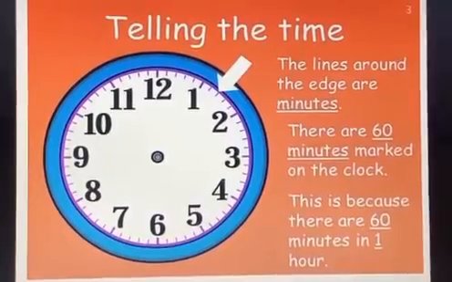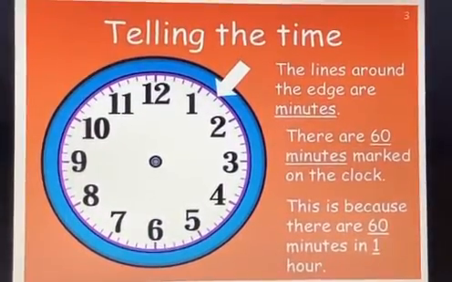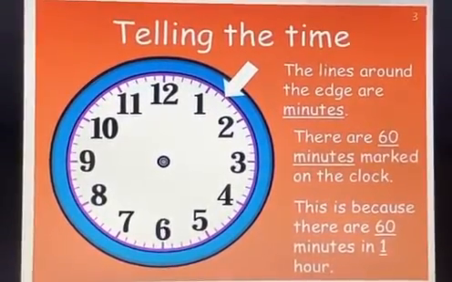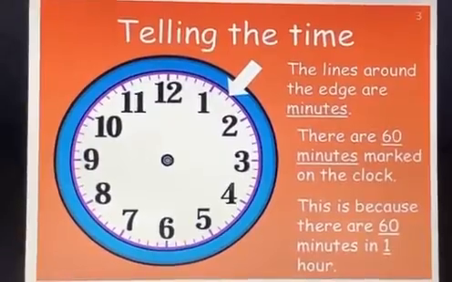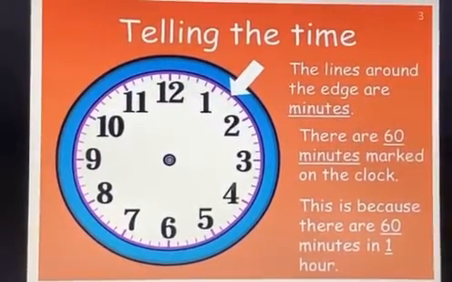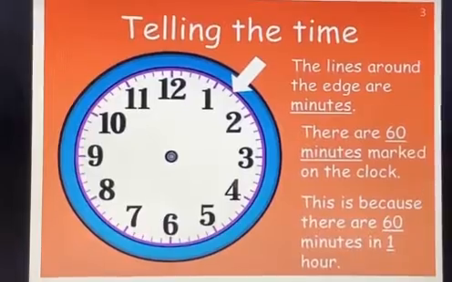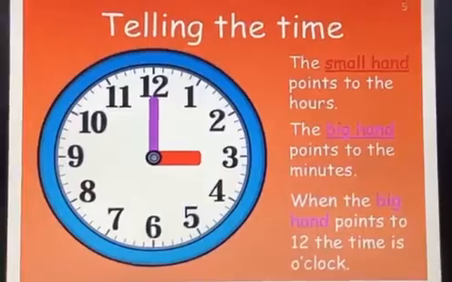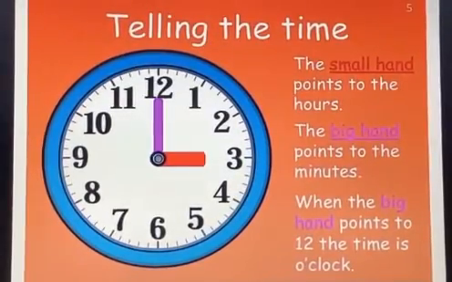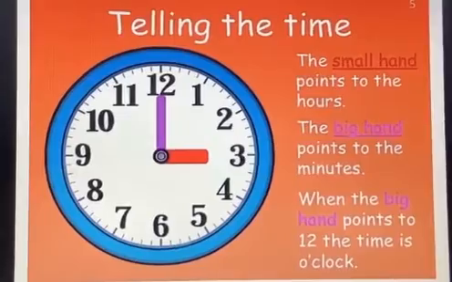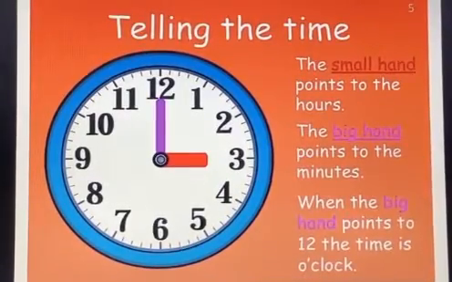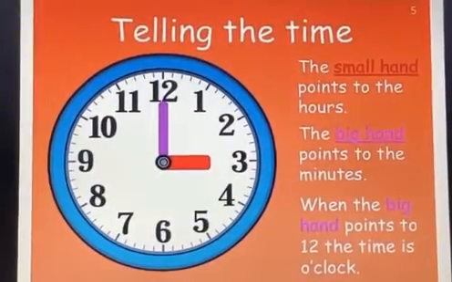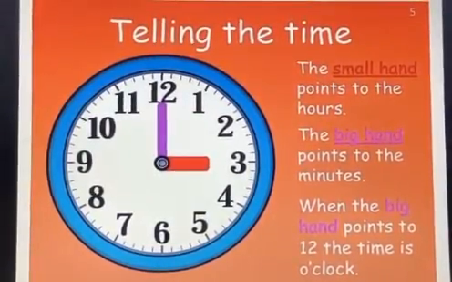Telling the time. The lines around the edge are minutes. There are 60 minutes marked on the clock. This is because there are 60 minutes in 1 hour. In the clock, the small hand points to the hours and the big hand points to the minutes. When the big hand points to the 12, the time is o'clock.